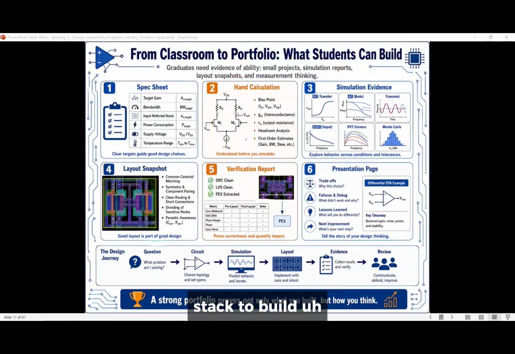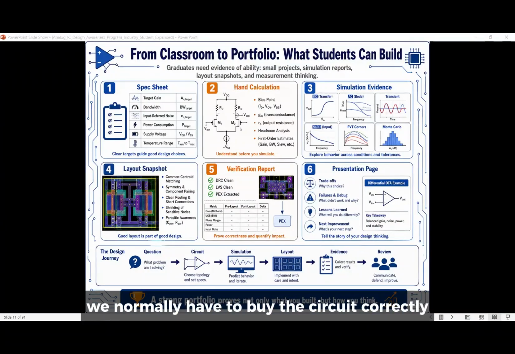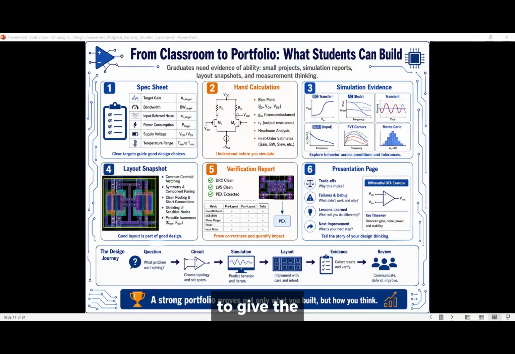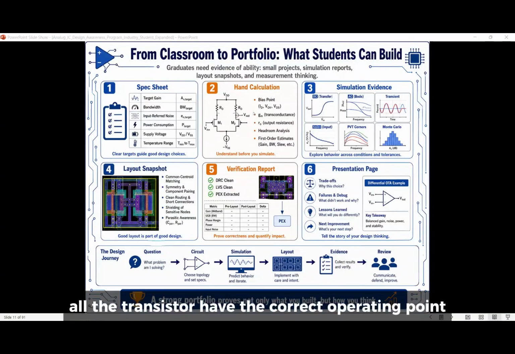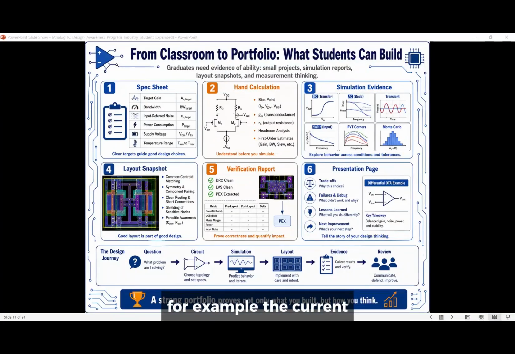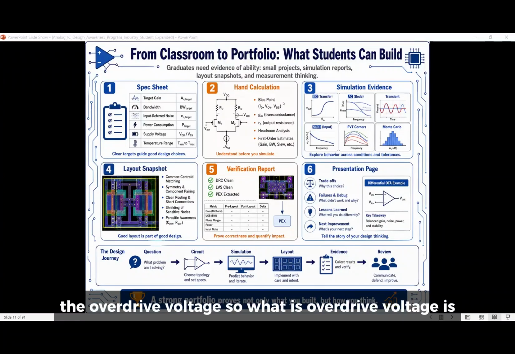Stack to build one more stage amplifier. Yeah, before we do the next hand calculation. Okay, so in hand calculation, we normally have to bias the circuit correctly to give all the transistors the correct operating point, for example, the current and the overdrive voltage.